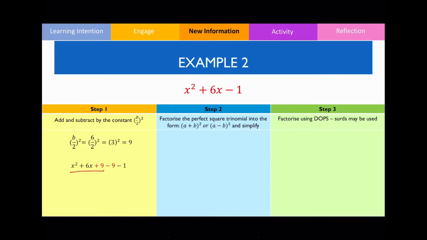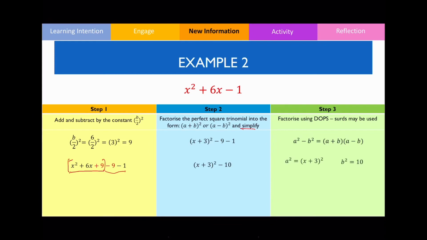If I look at these 3 terms, the perfect square is going to be (x + 3) whole squared, and then I just rewrite the bottom parts as they are. Then I'll simplify it: negative 9 take away 1 gives you negative 10. Now that I've done step 2, this is in the form of a DOPS, so I'll now factorize it.